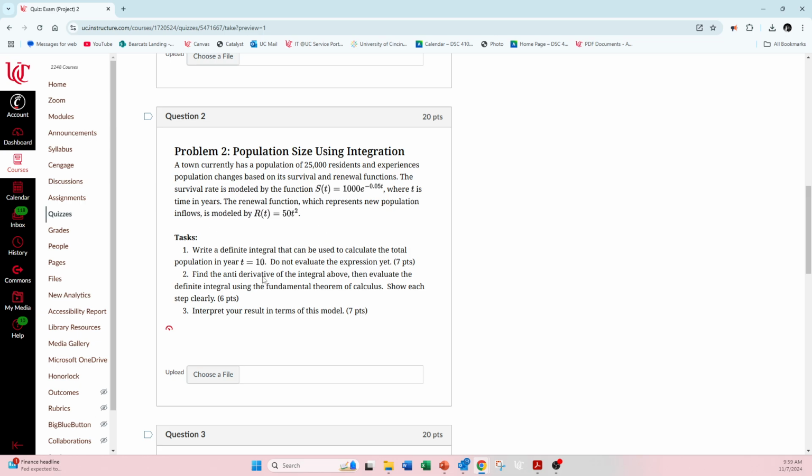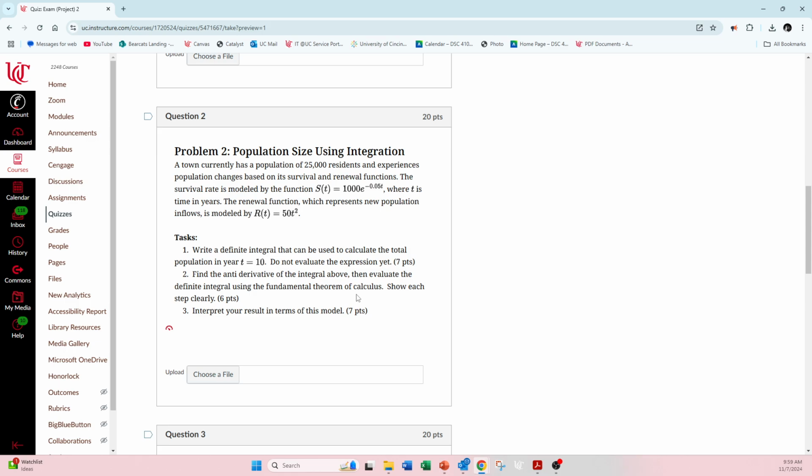And then you can use the formula for our population based on survival and renewal function that's in our textbook. And we also talked about it in the Desmos classroom activities as well. But in problem 2, I don't want you to use Desmos. I want you to find the definite integral using the antiderivative. So you have to actually find the antiderivative and then use the fundamental theorem of calculus.